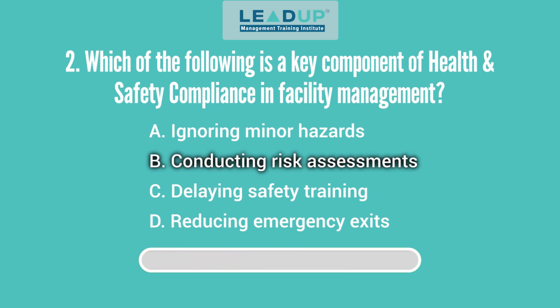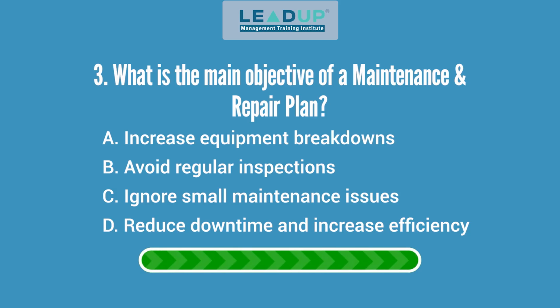Answer: conducting risk assessments. Question 3. What is the main objective of a maintenance and repair plan? A. Increase equipment breakdowns. B. Avoid regular inspections. C. Ignore small maintenance issues. And D. Reduce downtime and increase efficiency.